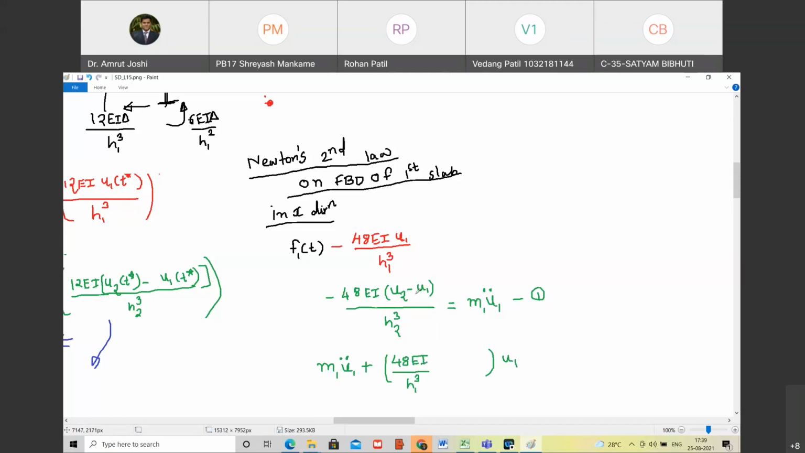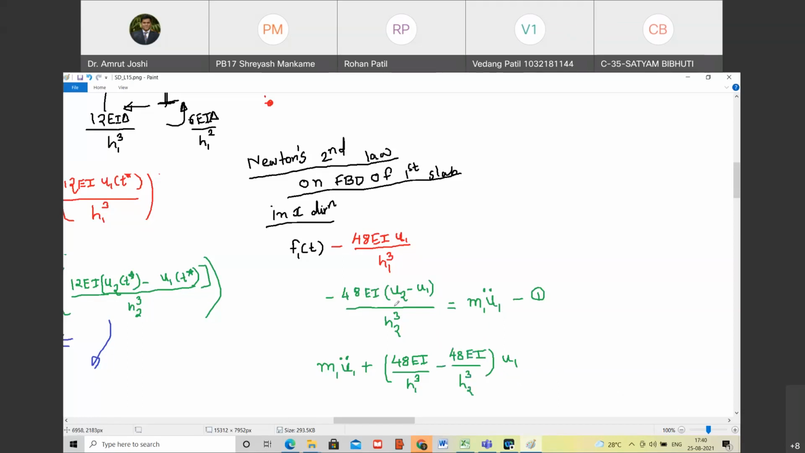And this minus sign will become positive. But when it goes on the other side, it will remain negative. So it will be minus 48 EI upon H2 cube. Do you agree with me? Yes, sir. सही है कि नहीं? Are you able to understand this? Yes, sir. Yes.